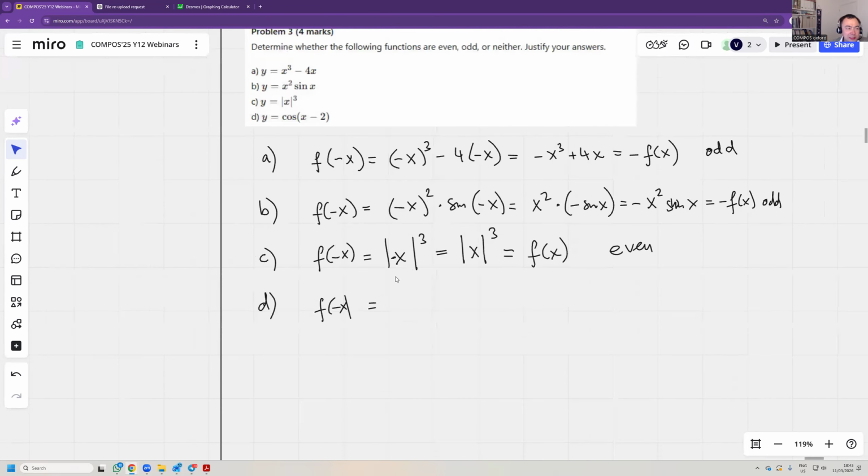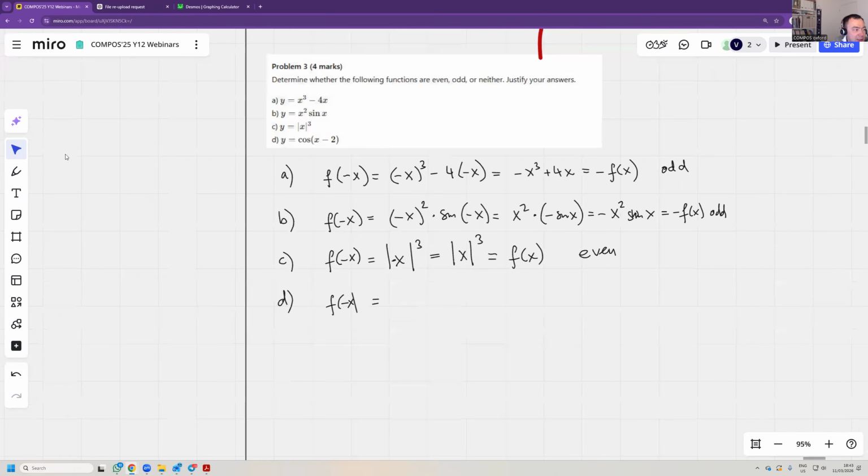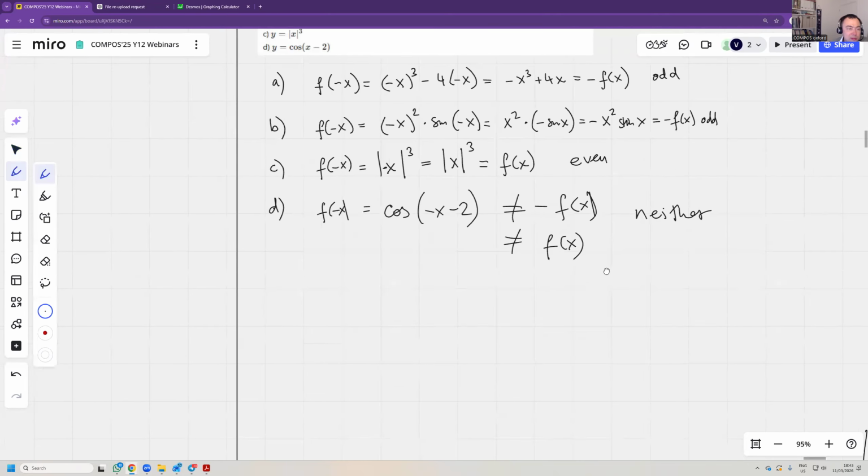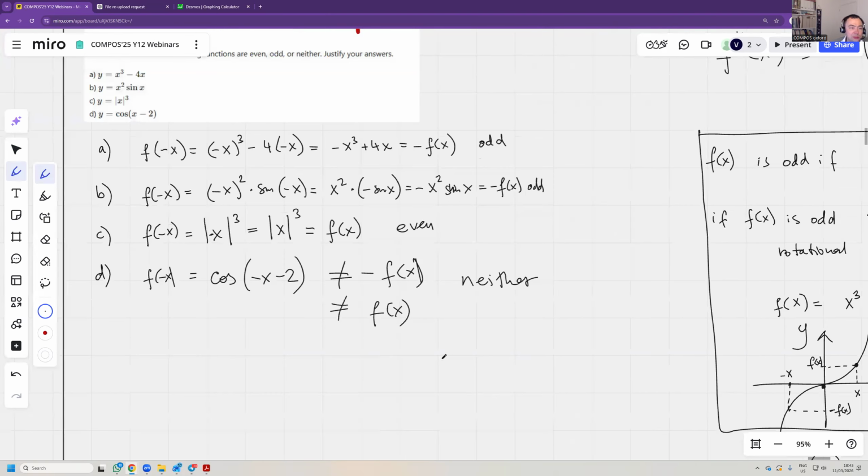You find f of minus x here. So that's going to be cos of minus x minus 2. And that's not equal to minus f of x, and neither is it equal to f of x. So it's neither. And you can sketch the graphs to actually verify that.